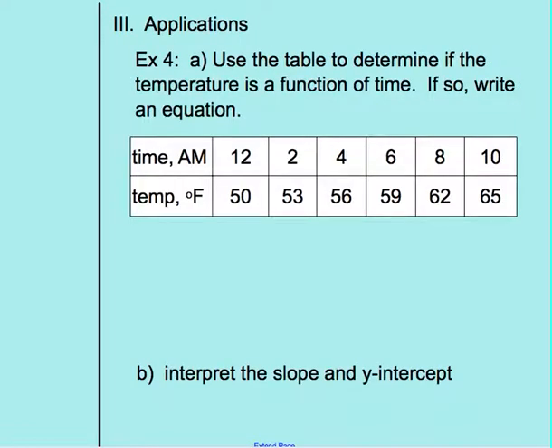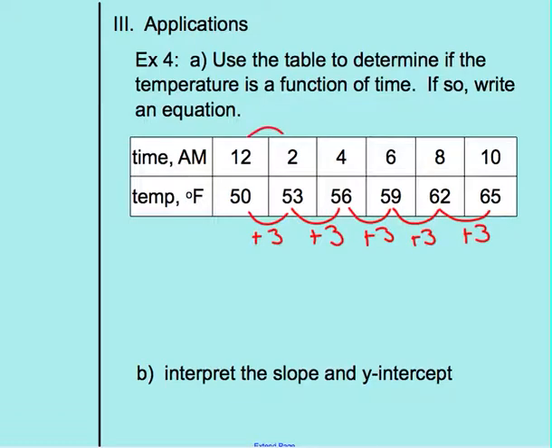Last example, applications, of course. So we're going to use our table to determine if the temperature is a function of time. In this case, it would have to be a constant rate of change. So we looked at that in our last video, I think our last section actually. Checking change in y. Seems to be a constant plus 3.